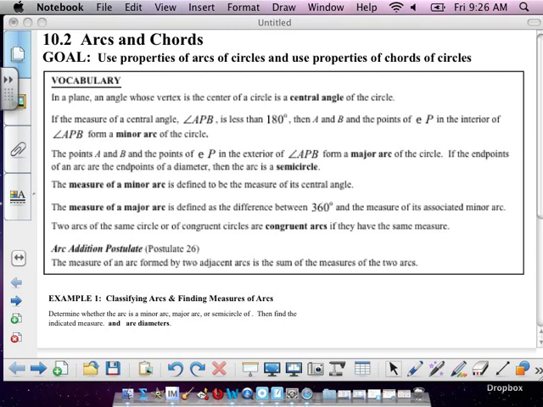Okay? The measure of a minor arc is defined by the measure of its central angle. Central angle goes right through the middle. The measure of a major arc is 360 minus what's left over. Okay. Arc addition: if two arcs are adjacent to each other, you can add them together and your sum is the whole thing.